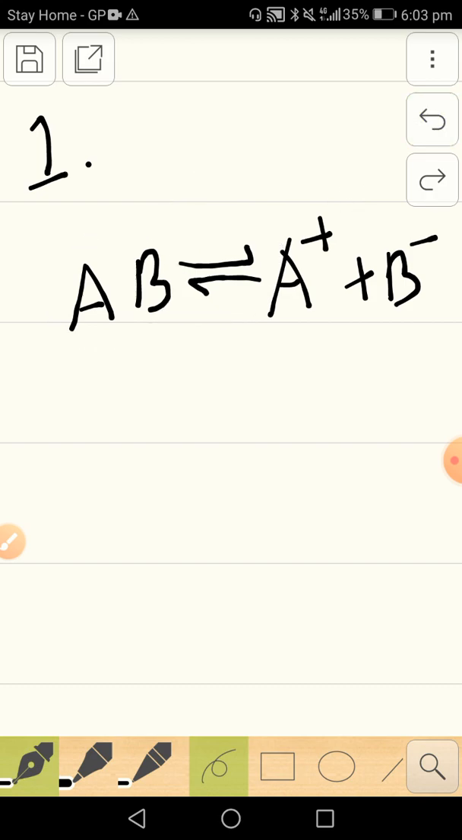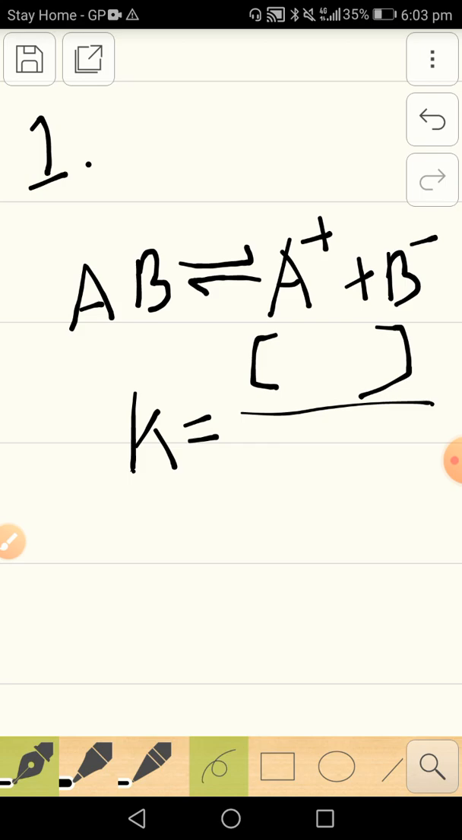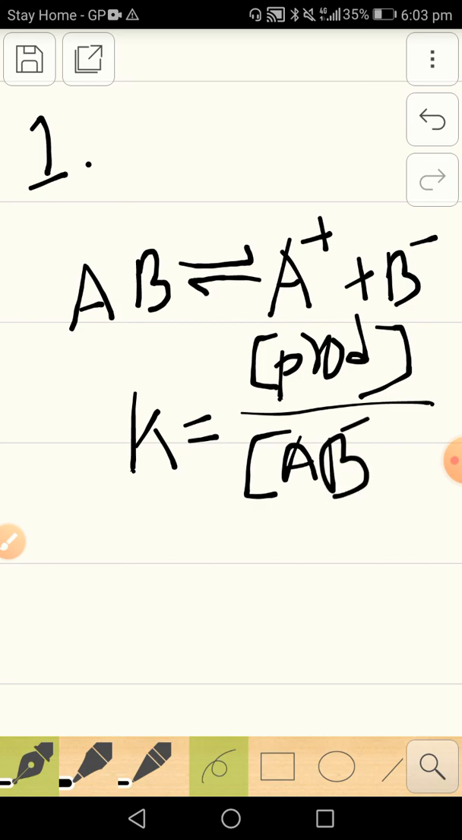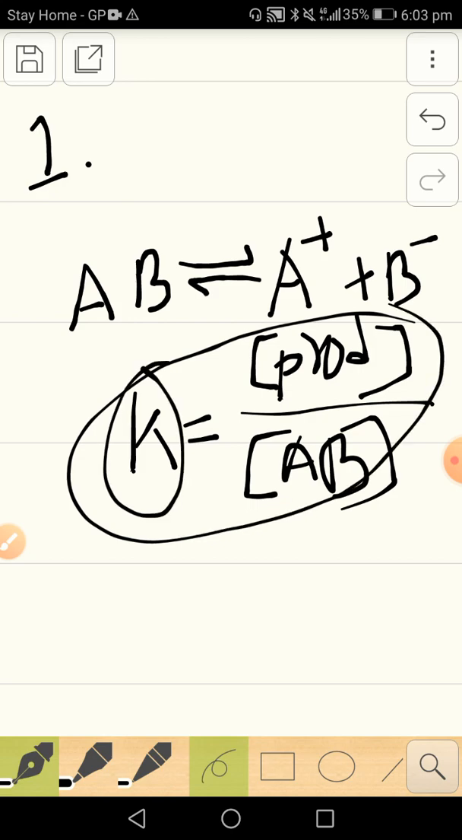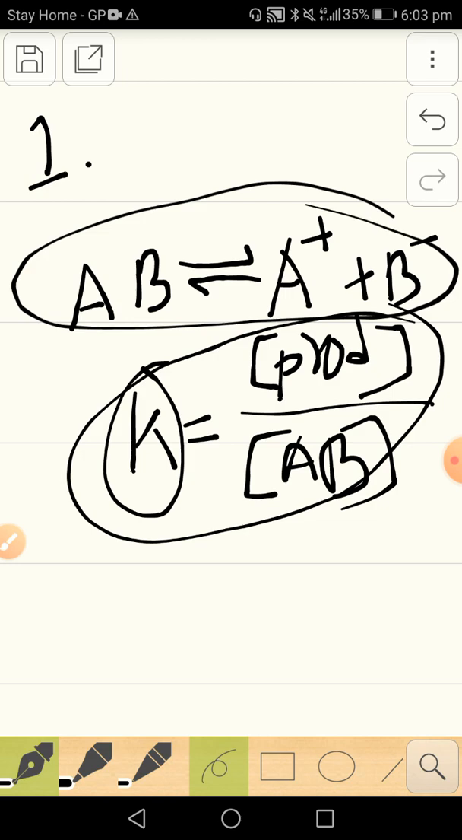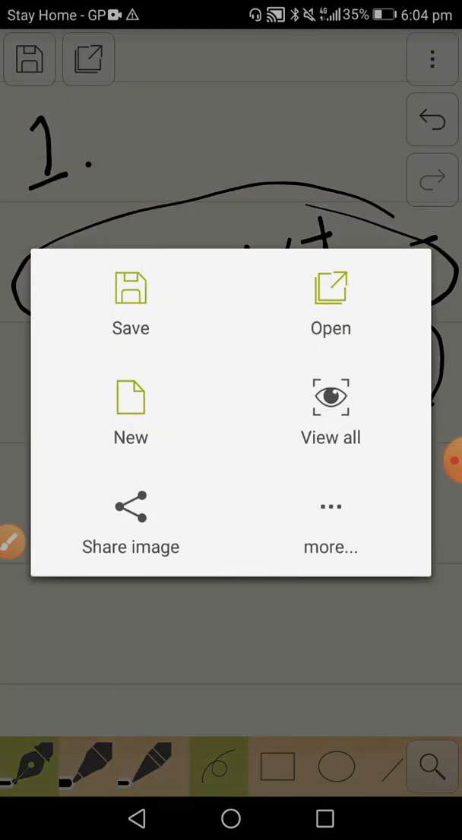So at that moment we have a ratio of the concentration of the product at the top. With square brackets we mean concentration. So concentration of product is at the top and concentration of the reactant is at the bottom. This ratio is what we call the equilibrium constant, when the reversible reaction has reached the state of dynamic equilibrium. And what is dynamic equilibrium? The rate of forward reaction must be equal to the rate of the backward reaction.